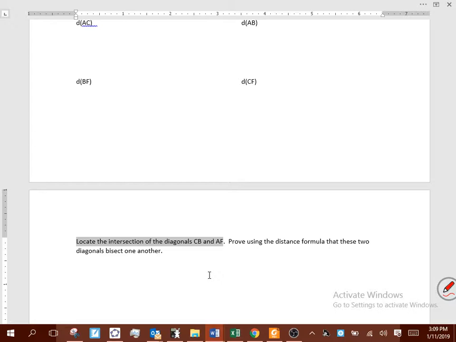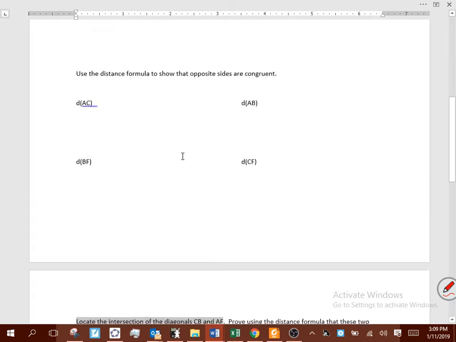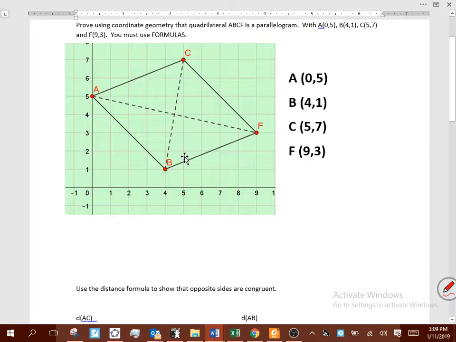If I look up the definition of bisect, what vocabulary word is going to be in that definition? Midpoint. Okay? So whenever something says it's bisecting, there's a midpoint present. That's what they're asking for here. They want you to find that point right there, which is a midpoint of either CB or AF.